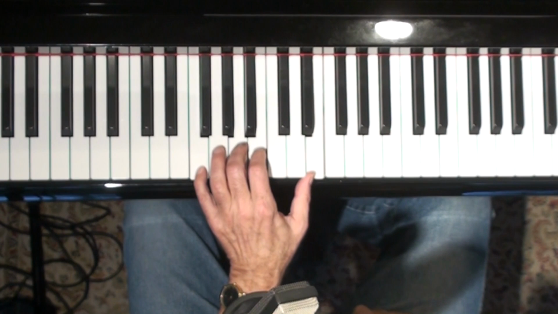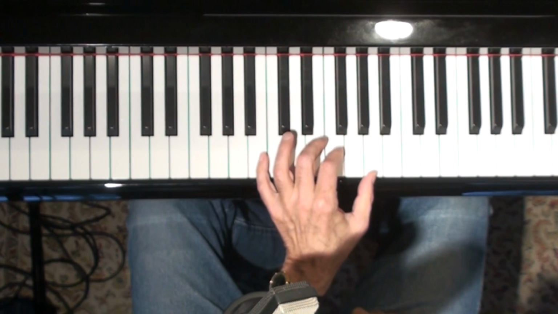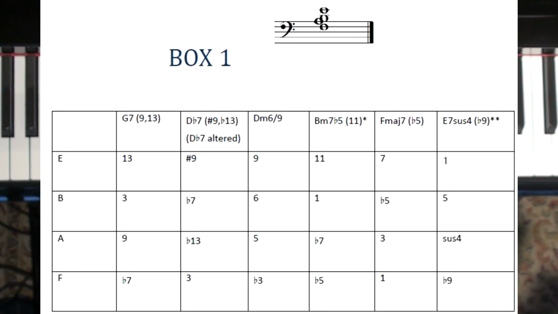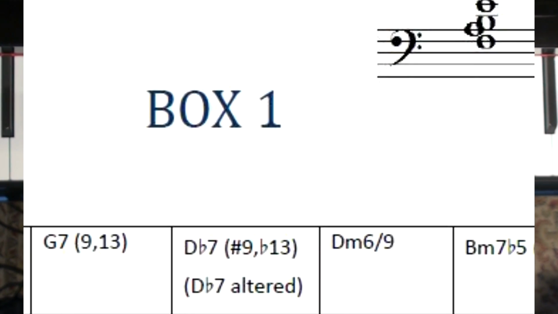Basically, this is box 1. Box 2 is an inversion of it. I call them box voicings because we analyze them in a box or in a graph.